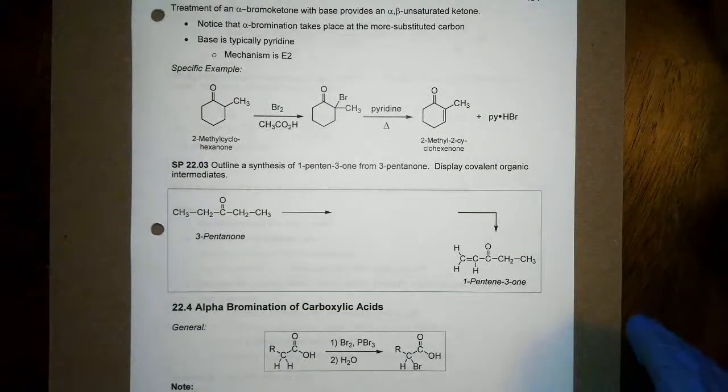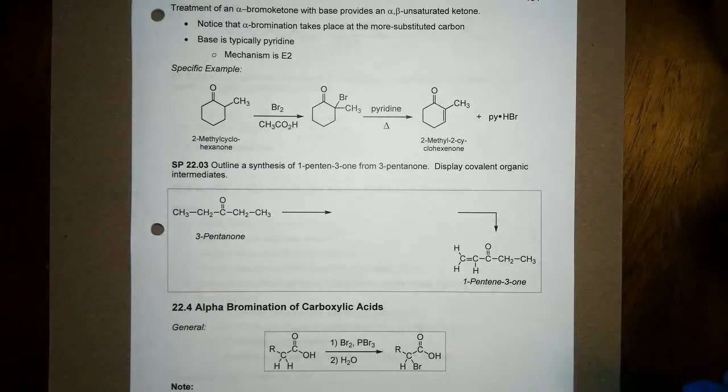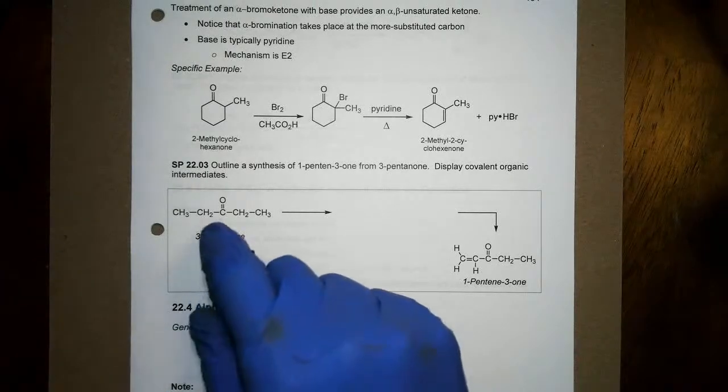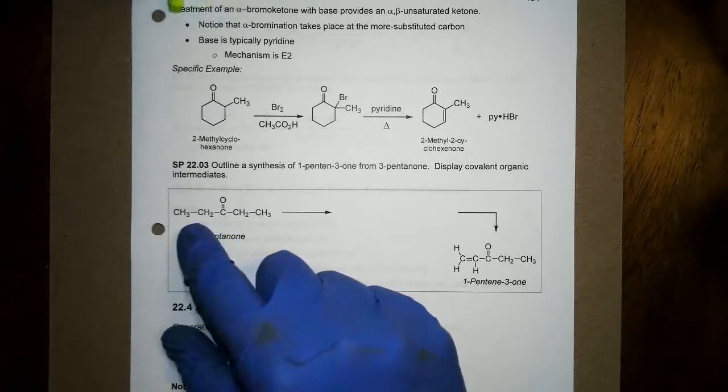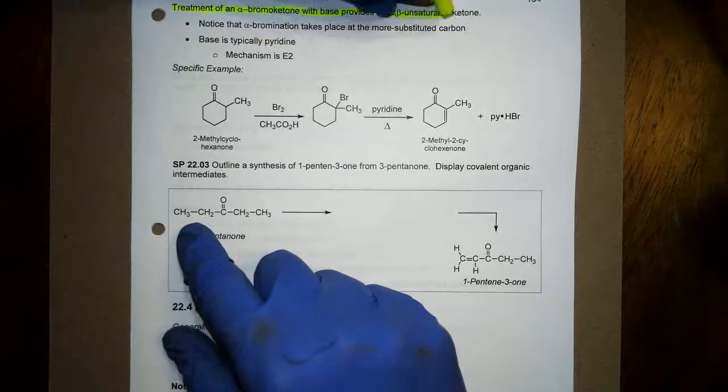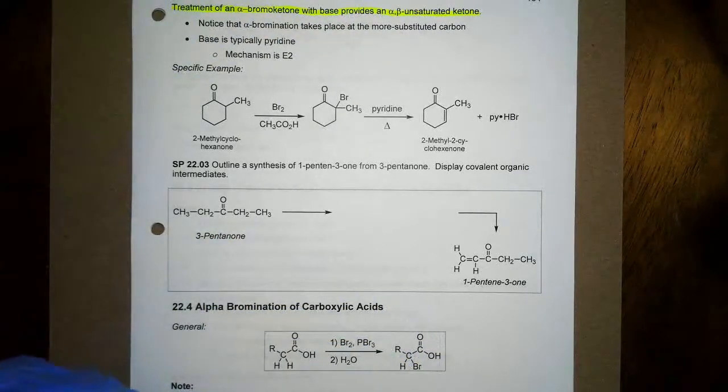And you might ask yourself, well, why do we need to carry out those halogenations? What good are those compounds? Well, they're usually used as intermediates towards the synthesis of something else. So I'm going to show you another step that we can engage in. This is the treatment of an alpha-bromo ketone with a base to provide an alpha-beta unsaturated ketone. That's why we're doing this.